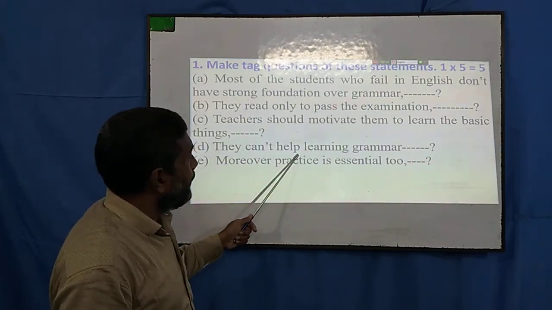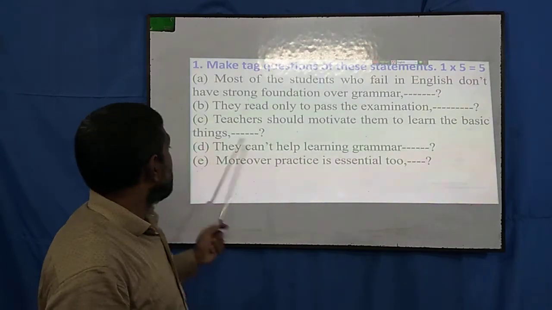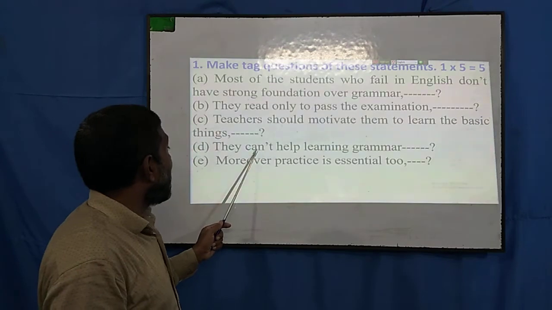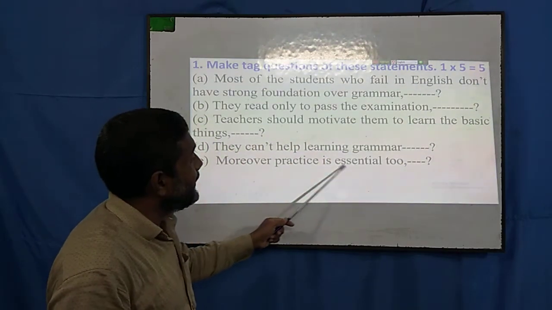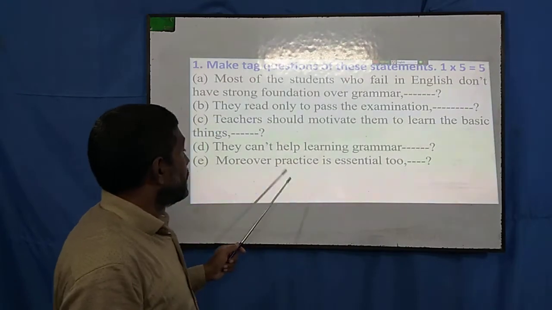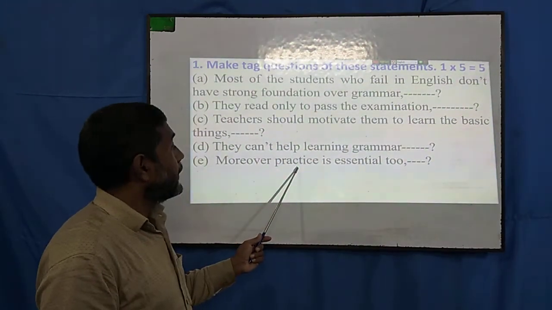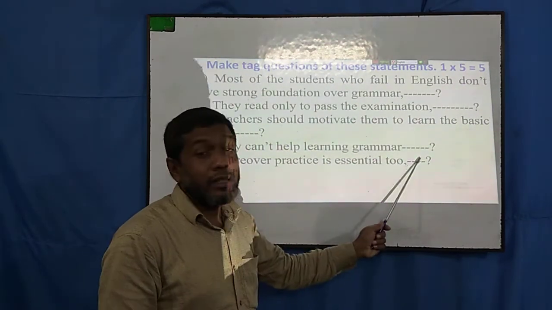They can't help learning grammar. So "can't help" is negative, so the tag will be affirmative: "can't they". Moreover, practice is essential too. So "practice is", then "isn't", and the pronominal form of practice will be "it". So it will be "isn't it".